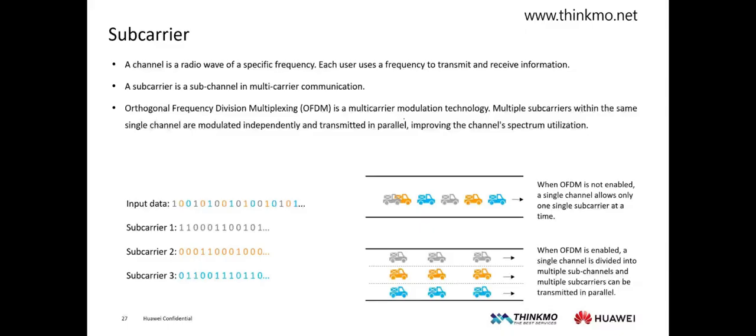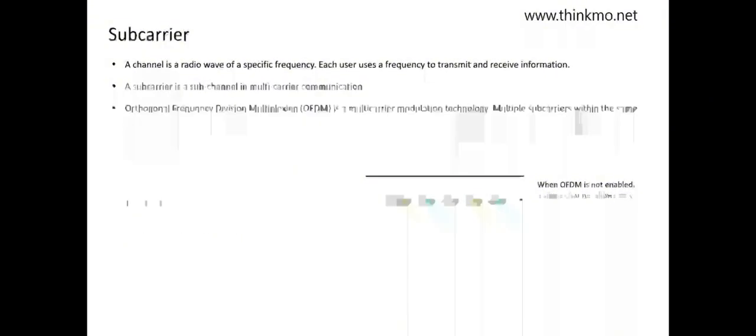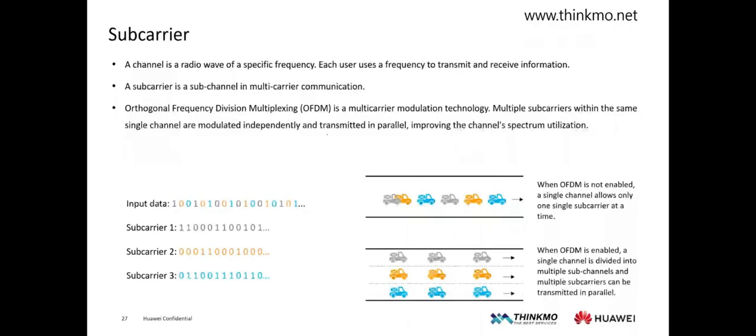Let's look at another concept called carrier wave. In our wireless communication, all data transmission is carried out through electromagnetic waves. And this electromagnetic wave itself is the carrier wave. But to utilize the channel more effectively, we have further subdivided the carrier wave to form subcarriers. What is a subcarrier?